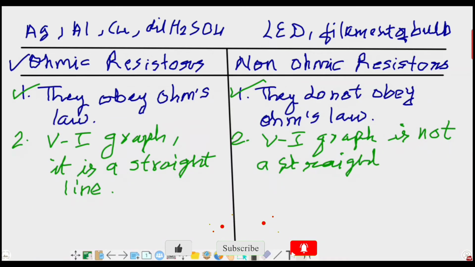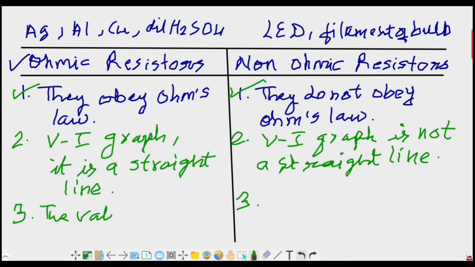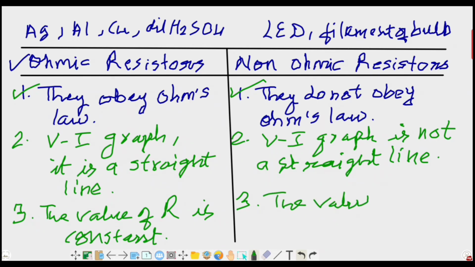Now what you have observed is that for whatever values I have given for the graph, everywhere you are getting 10 ohm. So the value of resistance is constant. Value of R is constant. But here the graph is not a straight line. You are getting a curve and every value will show a different resistance. So the value of R is not constant. So this way you can easily distinguish between them.